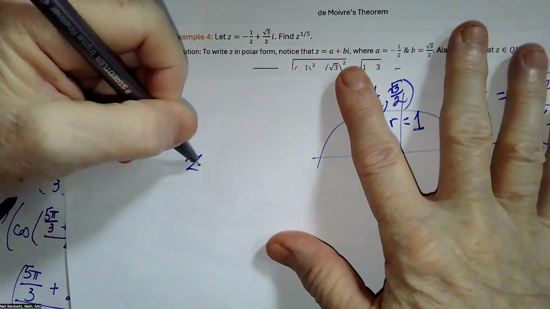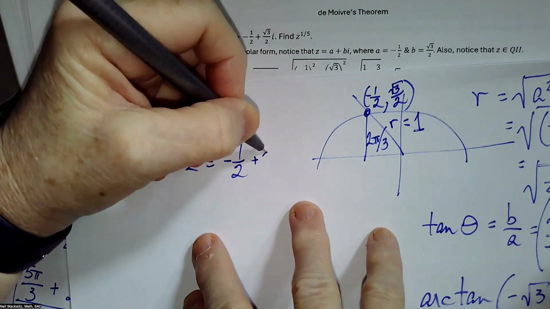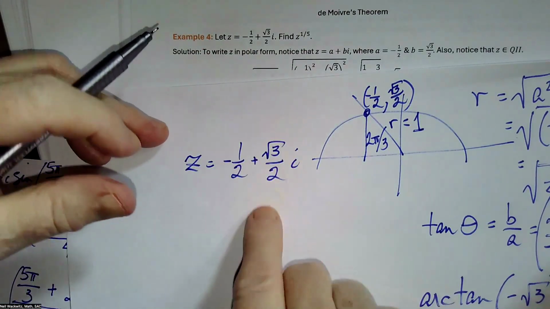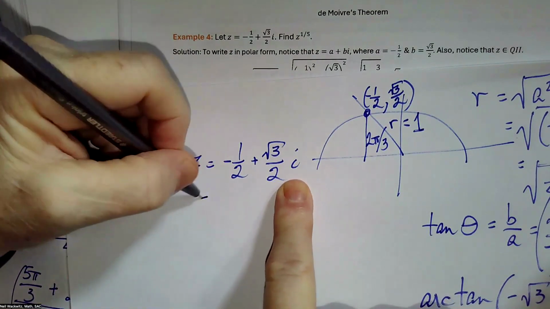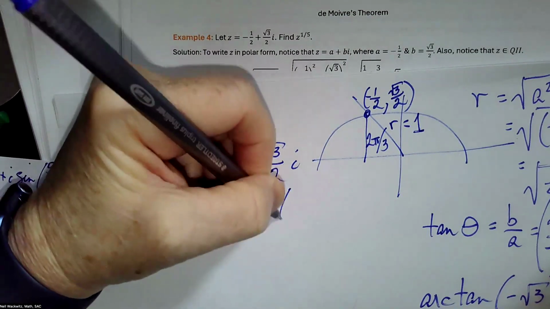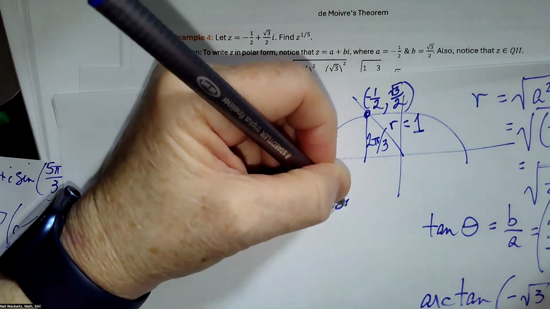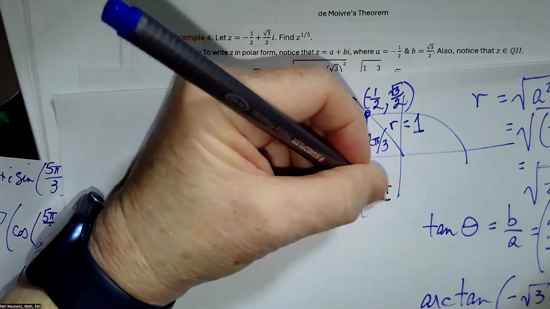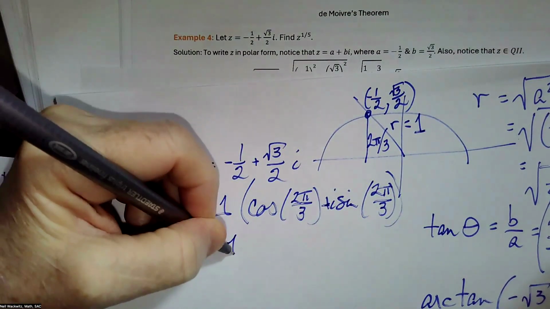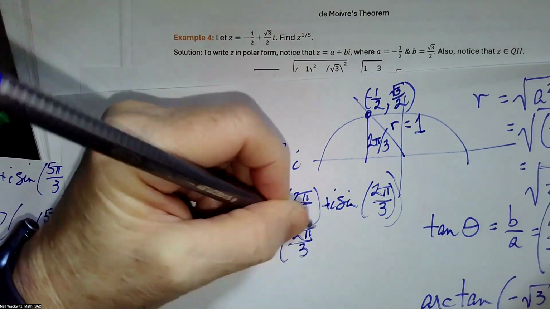So z equals negative 1/2 plus square root of 3 over 2 i is also equal to 1 times cosine 2 pi over 3 plus i sine 2 pi over 3. And it's loads easier to write this as 1 cis 2 pi over 3.